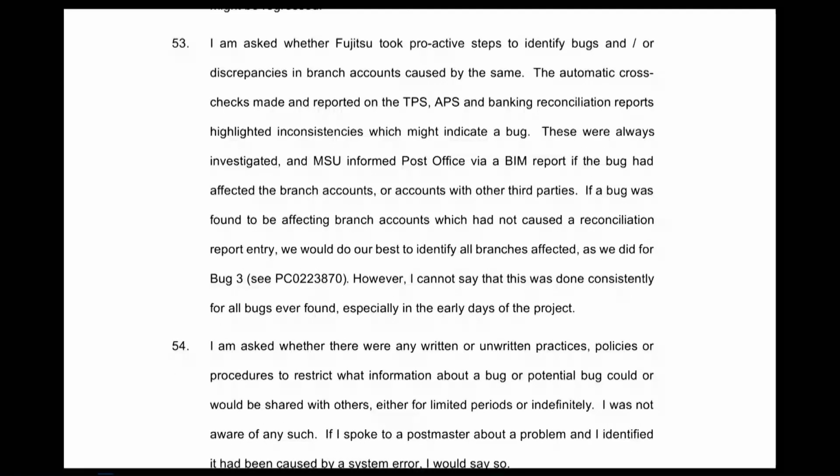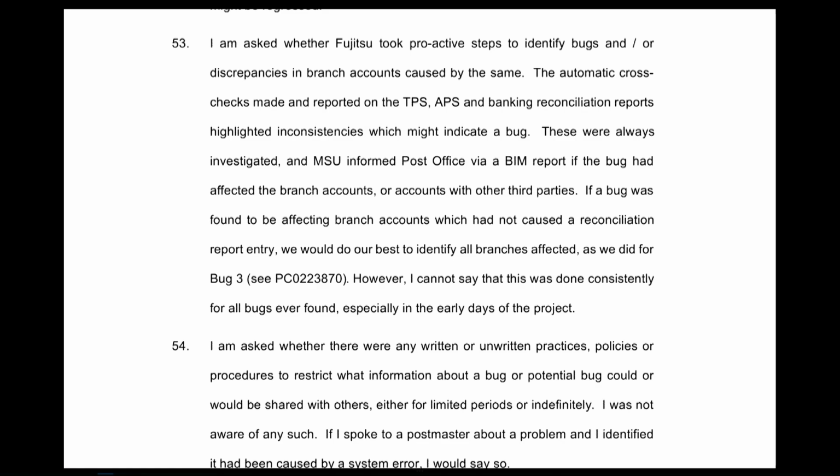You say, "I'm asked whether Fujitsu took proactive steps to identify bugs or discrepancies in branch accounts caused by the same. The automatic cross-checks made and reported on the TPS, APS and banking reconciliation reports highlighted inconsistencies which might indicate a bug. These were always investigated, and MSU informed Post Office via BIM report if the bug had affected the branch accounts or accounts with other third parties."